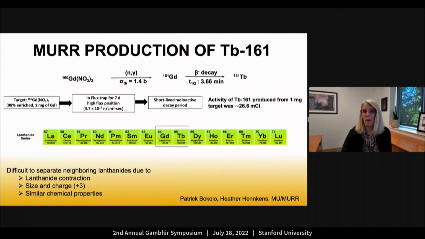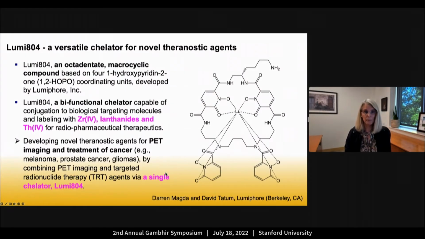So terbium is being produced under a Department of Energy grant that Heather Hennkens, who's one of my colleagues here at MU, is the PI of, and her student Patrick Piccolo. The terbium-161 is actually produced in a no-carrier-added production starting with gadolinium-160. And so this way we can produce higher-activity terbium-161.